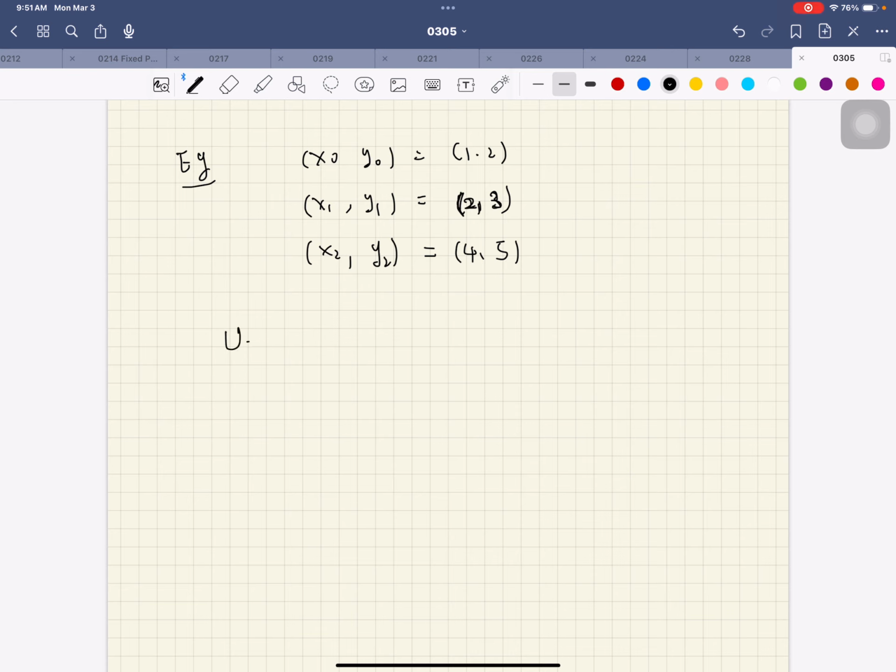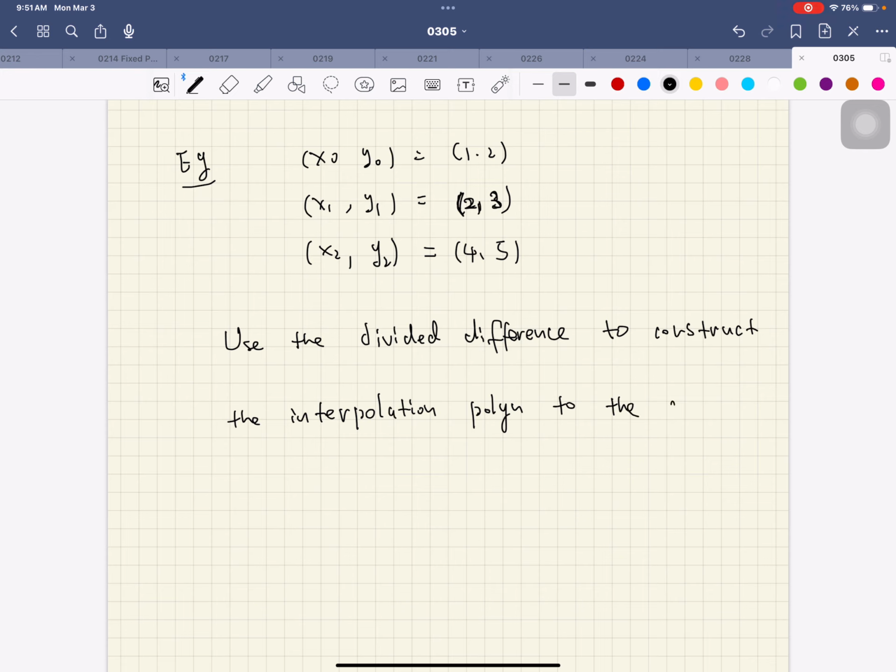Okay, so use the divided difference to construct the interpolation polynomial to the data set, basically in Newton's basis.